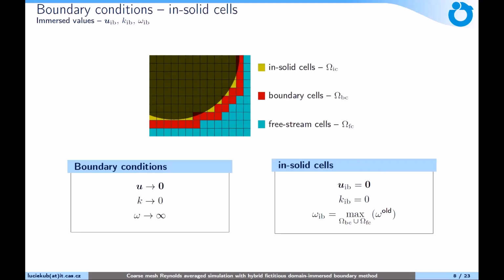Yes, so the key to have a successful simulation with immersed boundary method is to correctly set the immersed values. So how to do that? Basically, in the solid cells, the yellow cells, it is easy because we know the boundary conditions. We know that velocity goes to 0 when the solid is not moving. When it's moving, it's the velocity of the solid. We know that k goes to 0 and omega goes to infinity. So we can just prescribe those values in the yellow cells. That's easy.